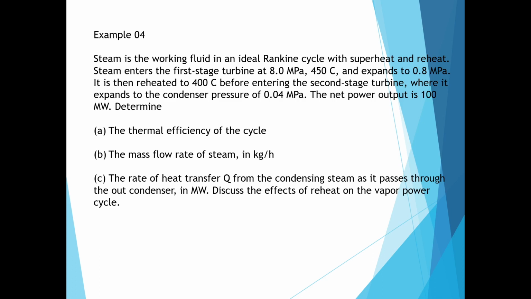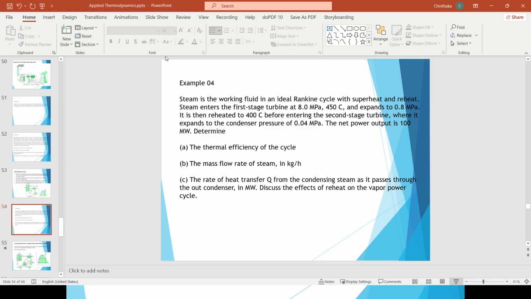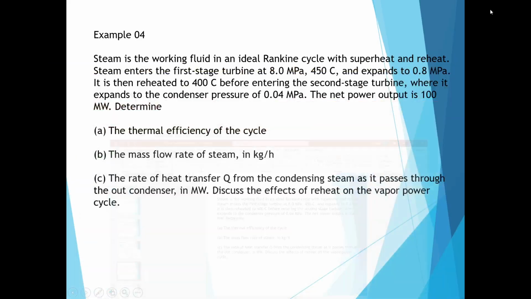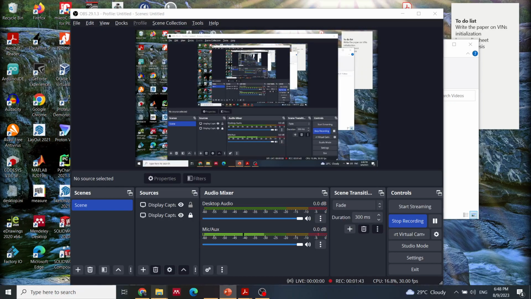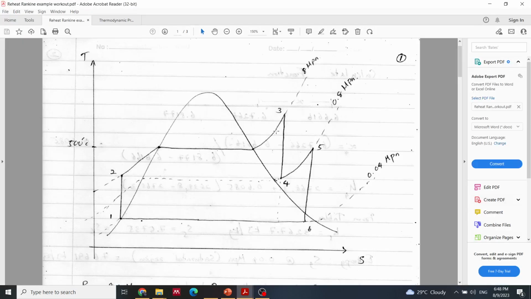Right? So let's see, mark these things in the sheet. So I have the PDF. Okay. Right, so this is how the T-S diagram looks.